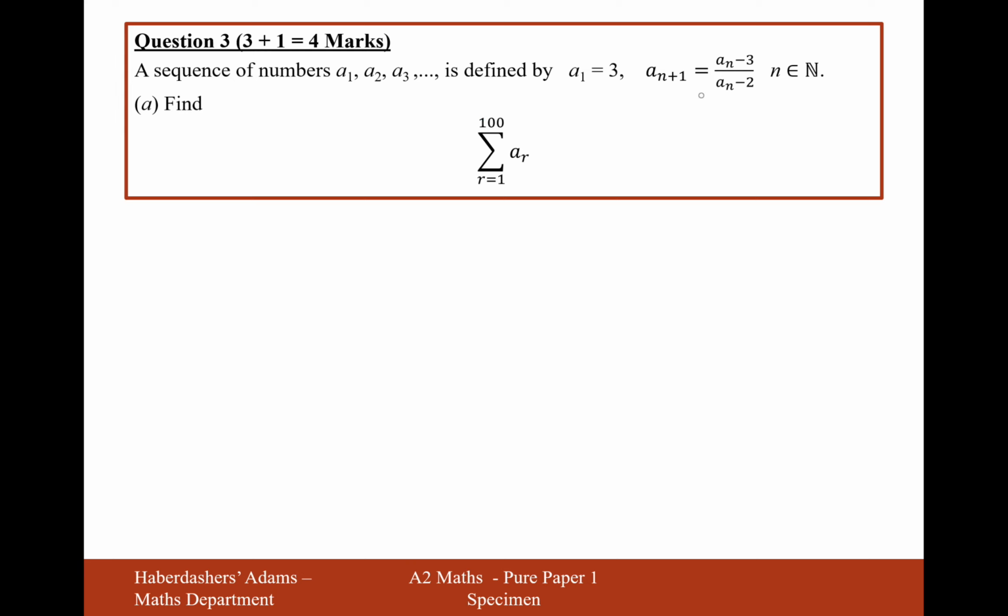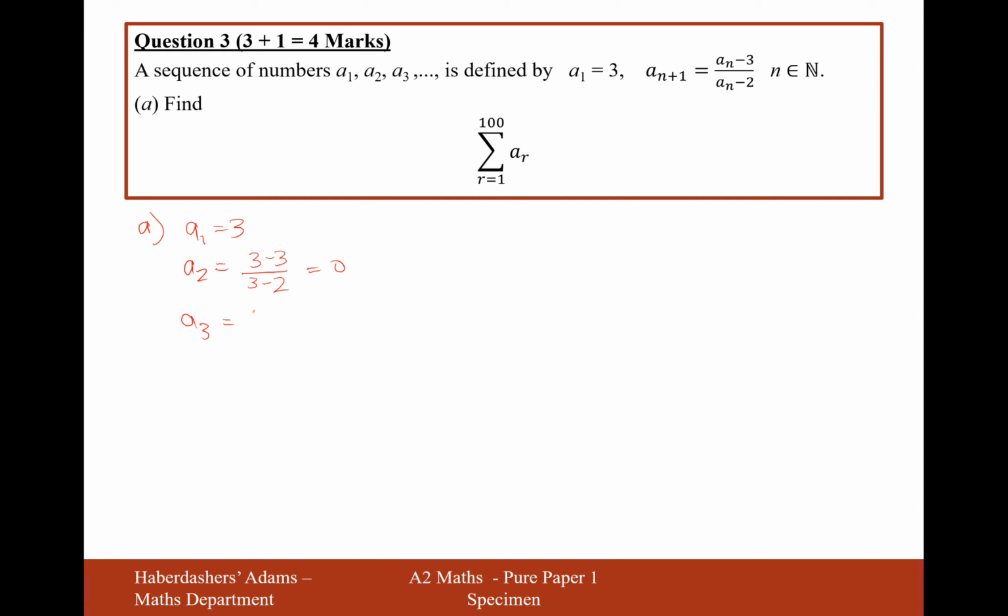Now, this looks like a very complicated way of defining a sequence. I don't know a simple formula to calculate a series that looks like that one. So what I'll do is write out the first few values and hopefully spot a pattern. I know that the first term is 3. The second term is calculated by doing 3 minus 3 over 3 minus 2. Well, that's just 0. So the second term is 0.